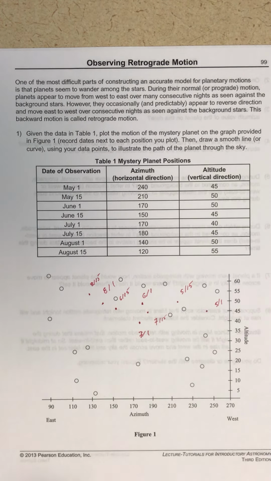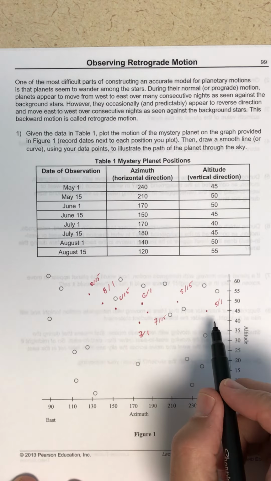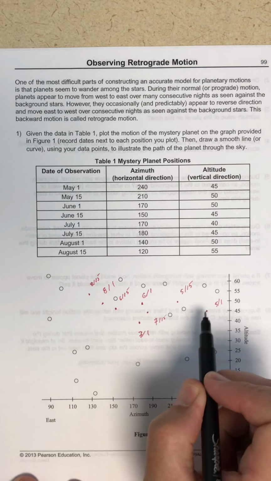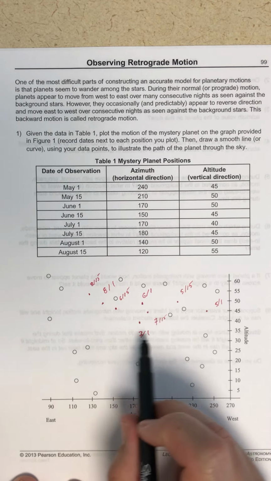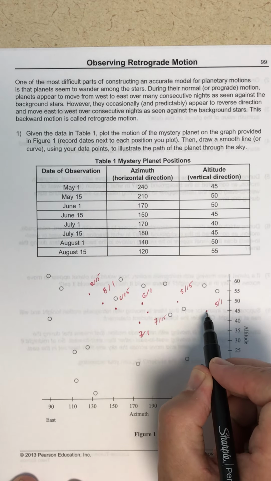So I went ahead and plotted the points and didn't use a ruler or anything, so it's not terribly precise. When you draw this out on your own, you very well might have done a better job than I. But with some experience, I know that this does have the loop-de-loop of retrograde motion in it, and that's what we're shooting for.